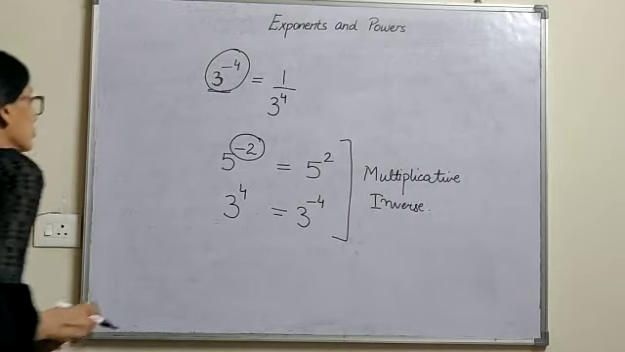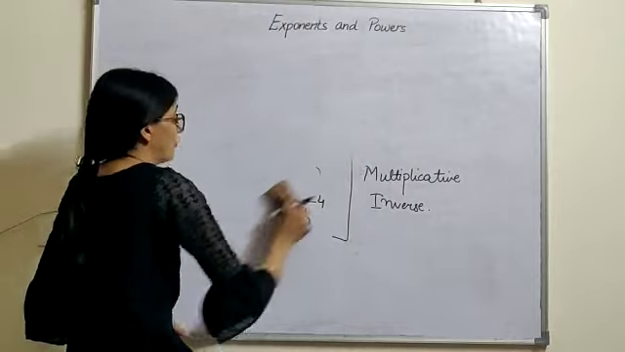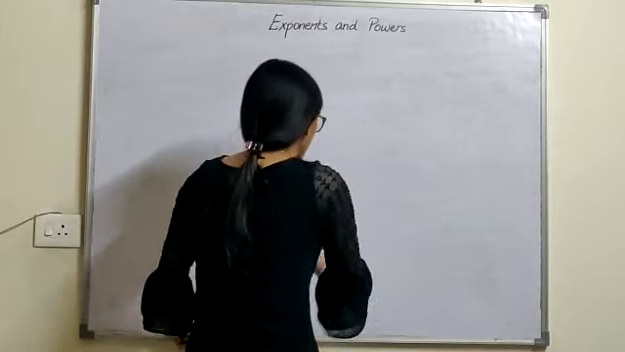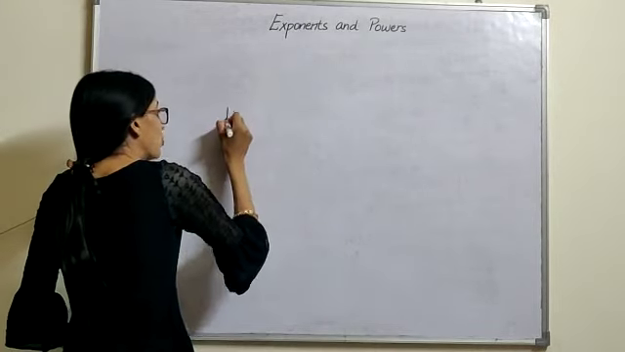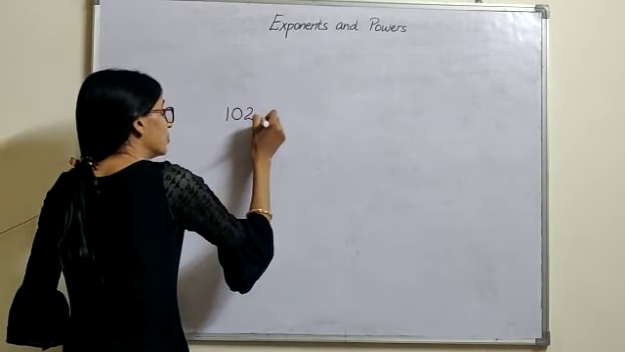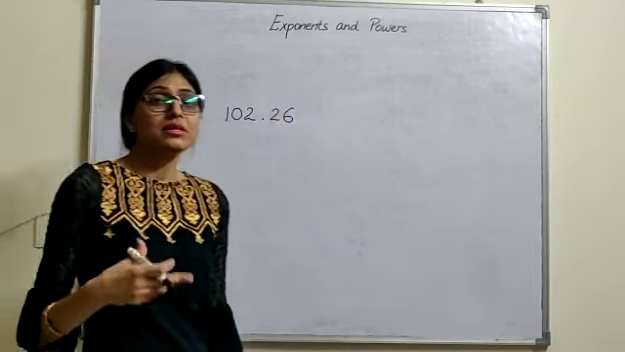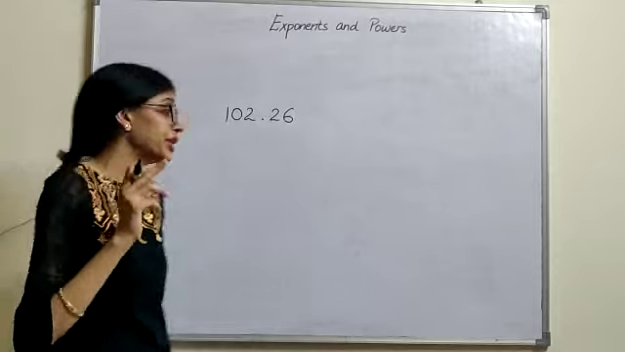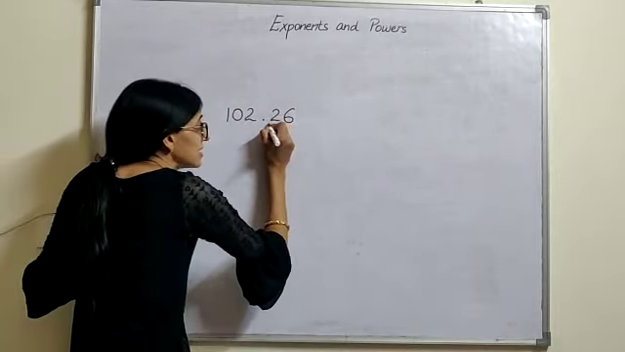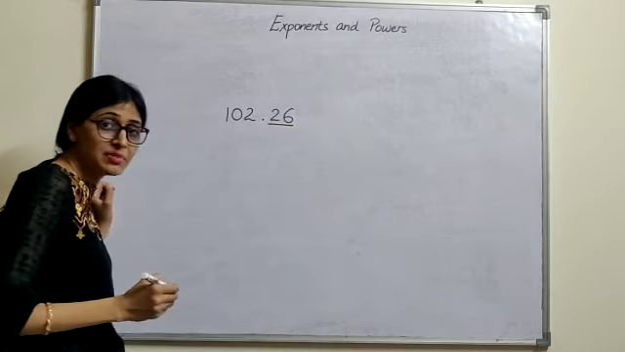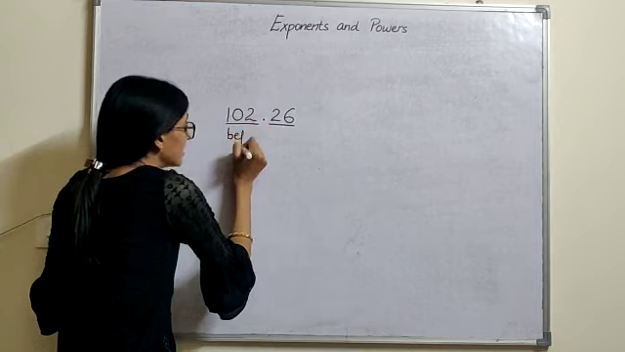if you have to write a decimal in expanded form, suppose a decimal is given to you and you have to write the expanded form, what you have to do? Just understand carefully, this is the part after decimal and this is the part before decimal.